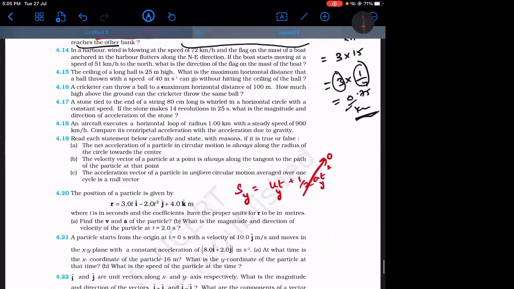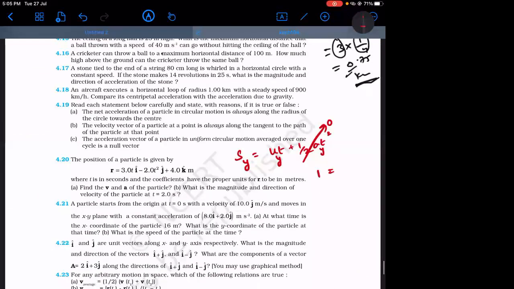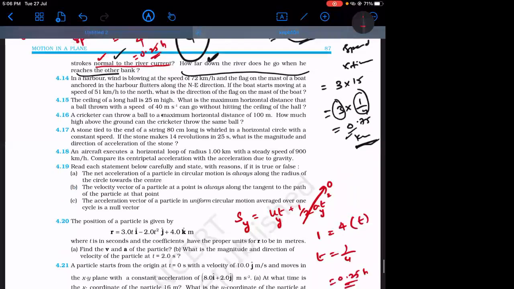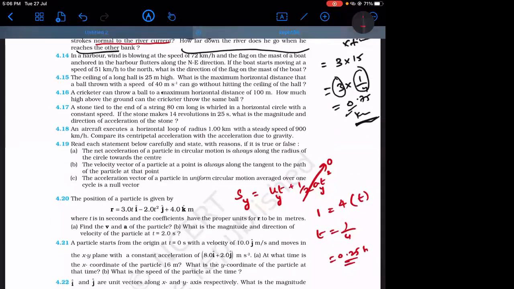So displacement along the y direction is 1. Velocity along the y direction is 4, into the time taken, which is what you need to calculate. So time is equal to 1 by 4, which is 0.25 hours. Now does it make sense? Yes, sir. Got it? So that 0.25 hours is 15 minutes. Yes, sir. Understood, sir. Okay. So that is the meaning.